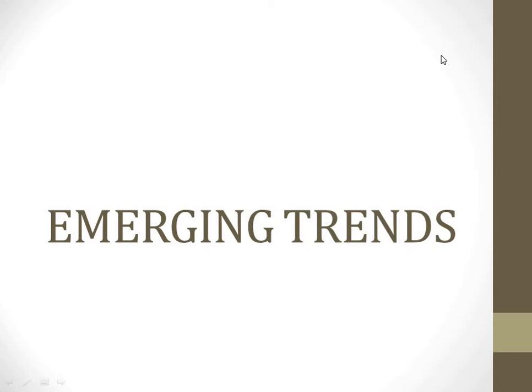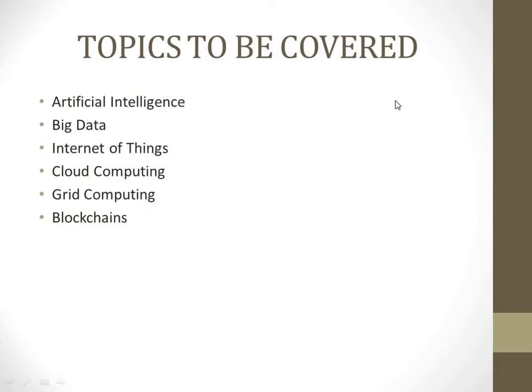Today we would be covering the chapter Emerging Trends of CBSE Class 11 Computer Science. The topics to be covered, firstly we would be talking about artificial intelligence, what it is, what are its advantages. Next we would be covering big data, then the Internet of Things, cloud computing, grid computing and blockchain.